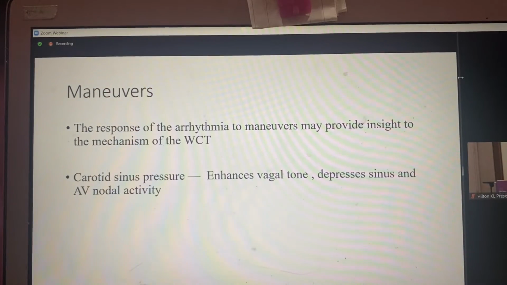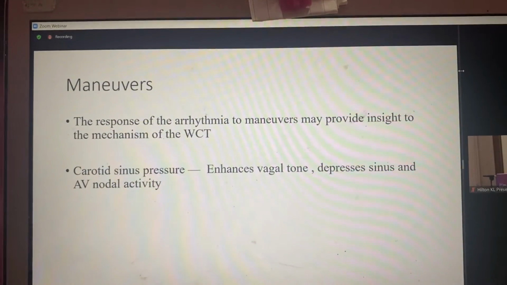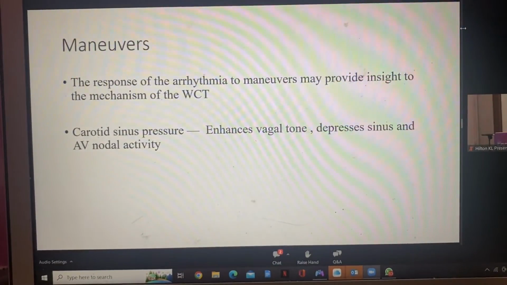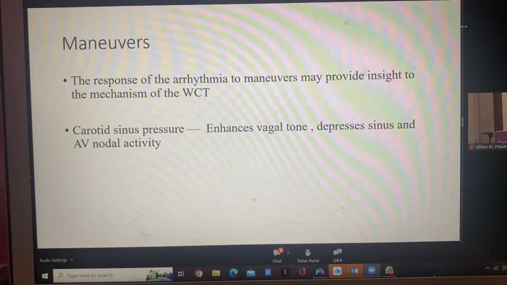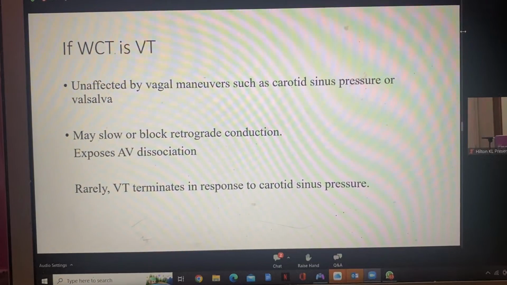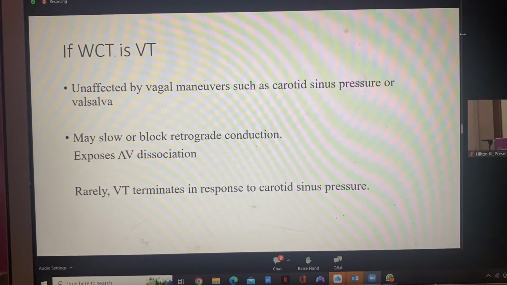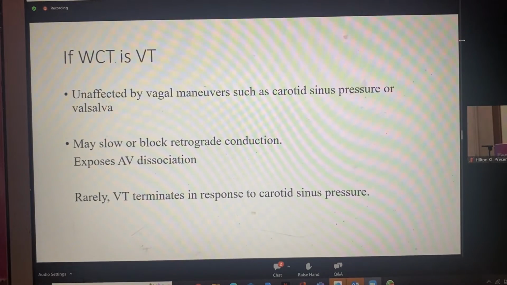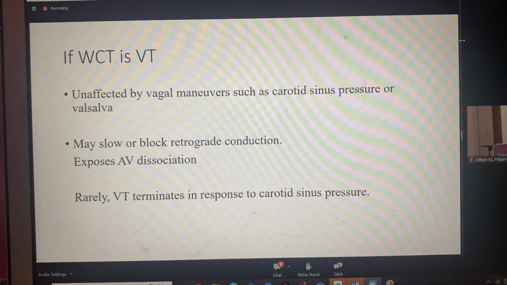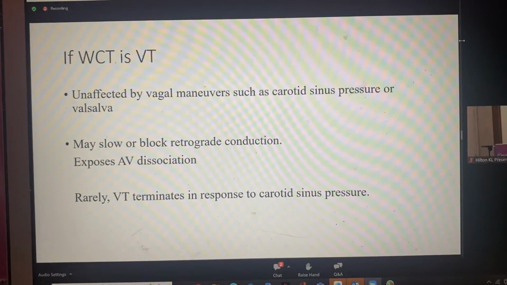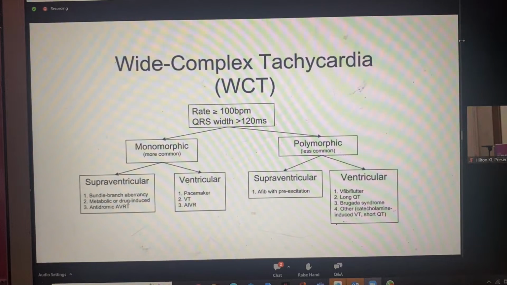So maneuvers: the response of the arrhythmia to maneuvers may provide insight to the mechanism of the wide complex tachycardia. Carotid sinus pressure enhances vagal tone, depresses sinus and AV nodal activity. So if the wide complex tachycardia is VT, it is unaffected by vagal maneuvers such as carotid sinus pressure or Valsalva. They may slow or block retrograde conduction, exposing AV dissociation. Rarely, VT terminates in response to carotid sinus pressure. So these are my differential diagnoses.